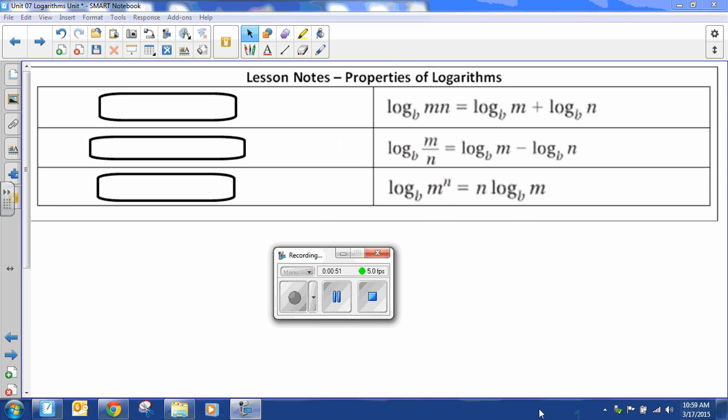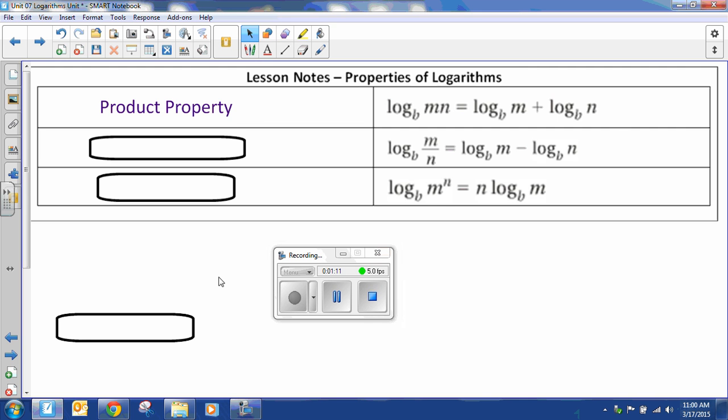So this directly relates to the properties of logarithms, because as you can see, when you take the log of a product, you can actually rewrite it as the log of each of the factors added together, just like we did with the exponents, right? That is called the product property.